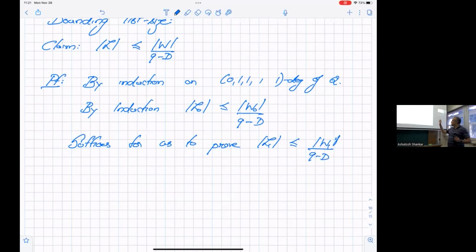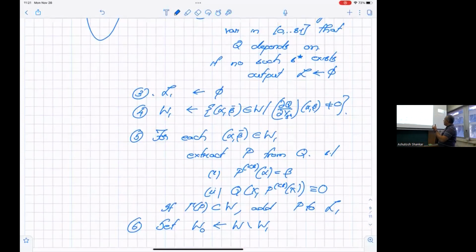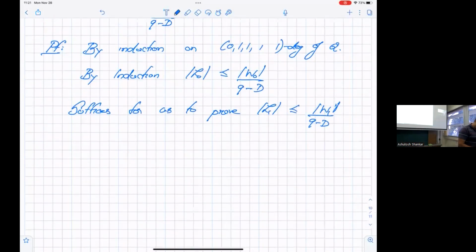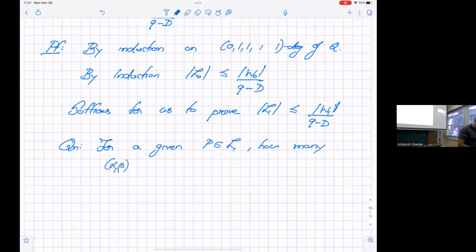If we prove this, we will be done, because W is exactly the sum of W0 plus W1, and L is the sum of L0 plus L1. So this would have proved it. But what is this telling you? The claim is every point in W1 is letting you extract a P. But there could be multiple points in W1 that extract the same P. The question is, what is the multiplicity? For a given P in L1, how many alpha beta in W1 give rise to it?